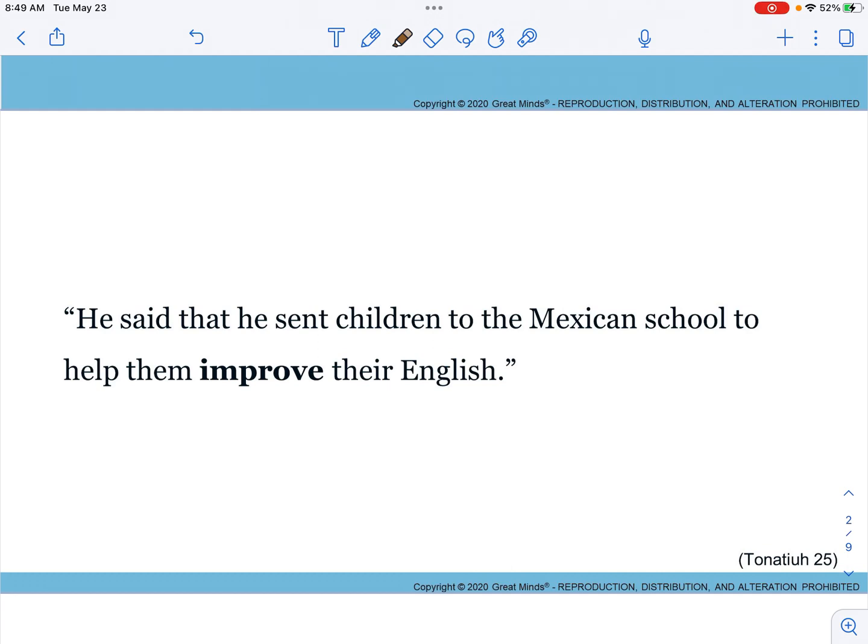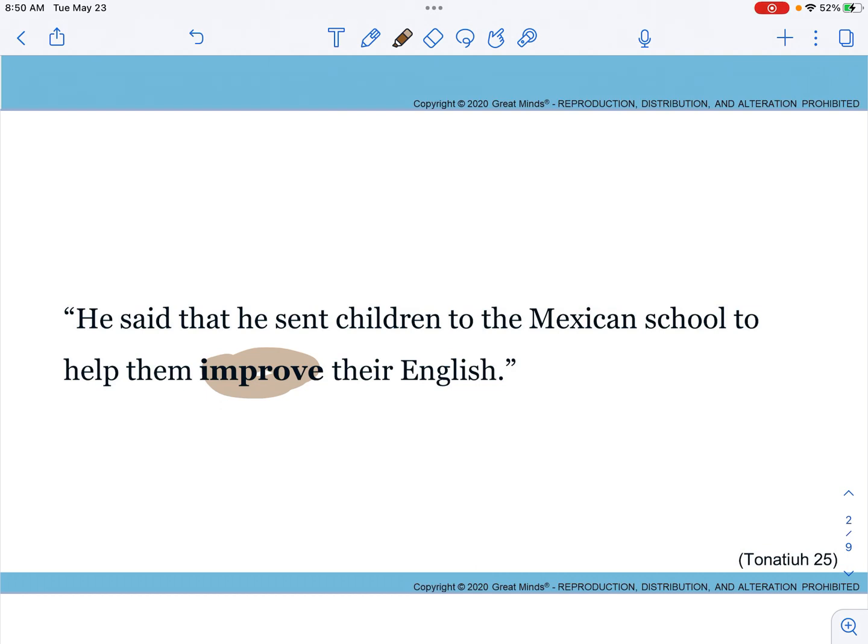We are looking for a word that you could take out, improve, take it out. What other word could you pop into place? Could we say, he said that he sent children to the Mexican school to help them correct their English or to make their English better?